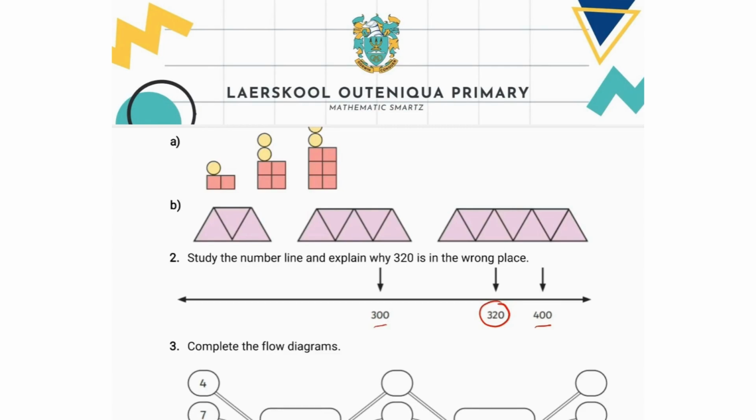The middle point of 300 and 400 should be 350. So let's add that to our number line. And I'm going to estimate that the middle point is around here. So that should be 350. So why is 320 in the wrong place? Yes, it should actually be closer to 300. It should be on the other side of 350. Therefore, it should be around here.